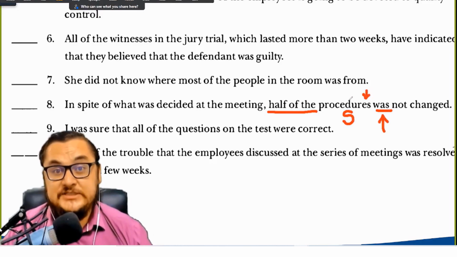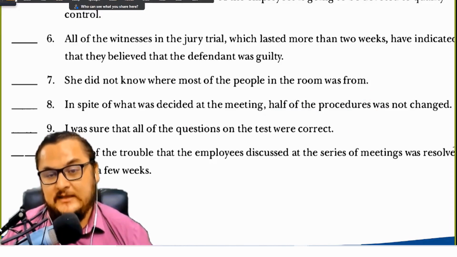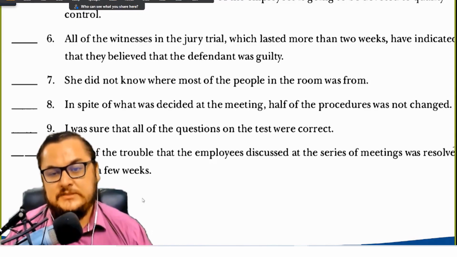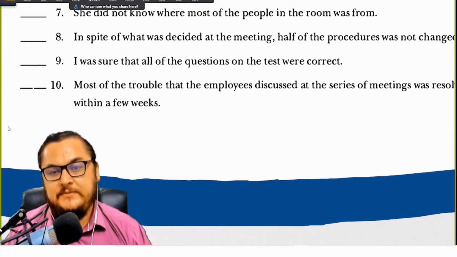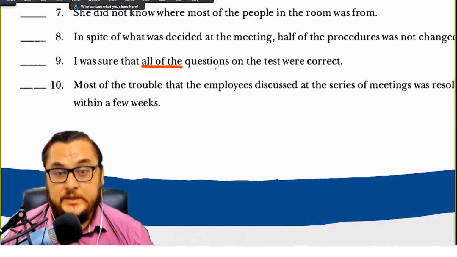The word procedures is plural. It doesn't fit, it doesn't match. The sentence is incorrect. We then move on to number 9 on this side. And what are we going to find? We find that "all of the" has to do with what, so questions is the subject of the sentence.